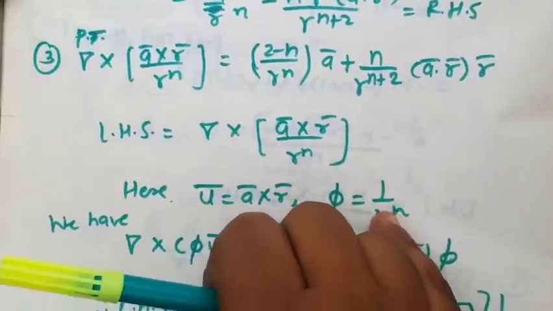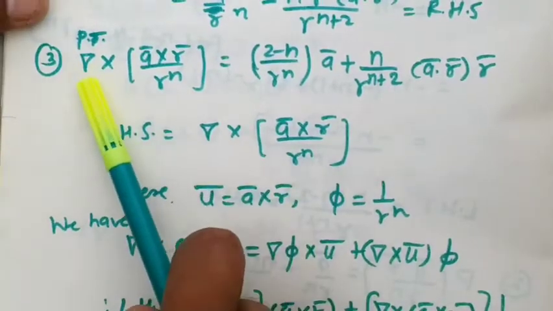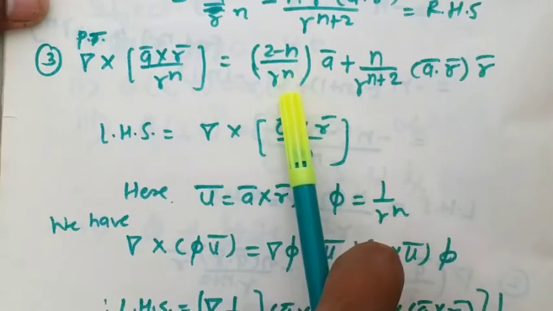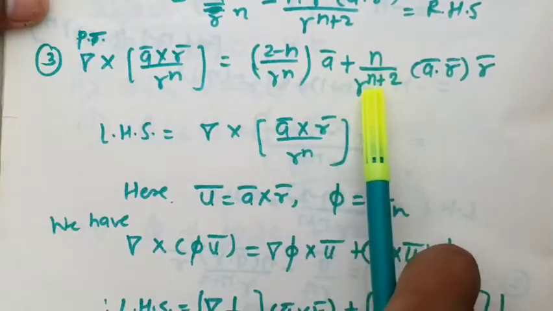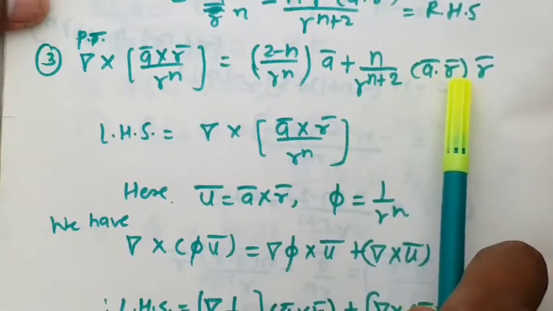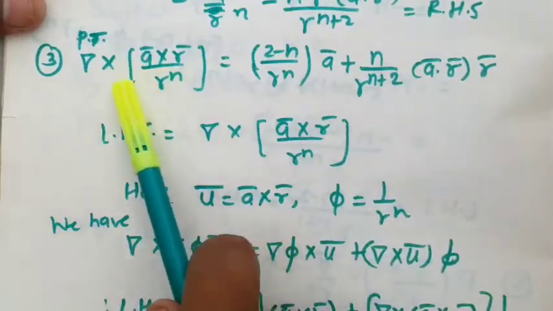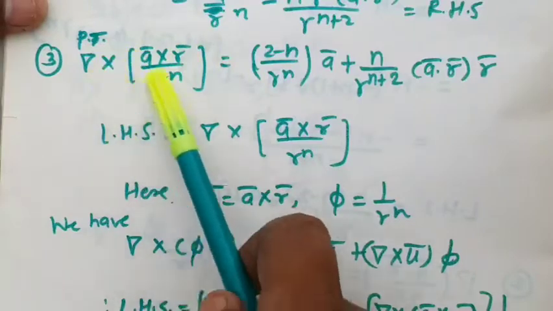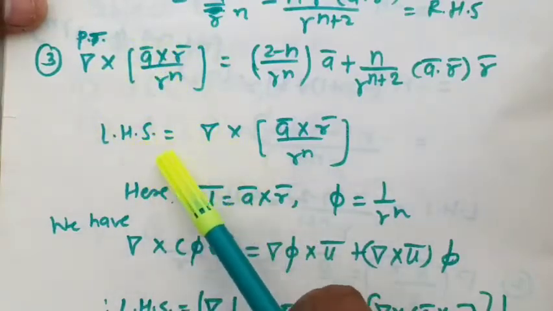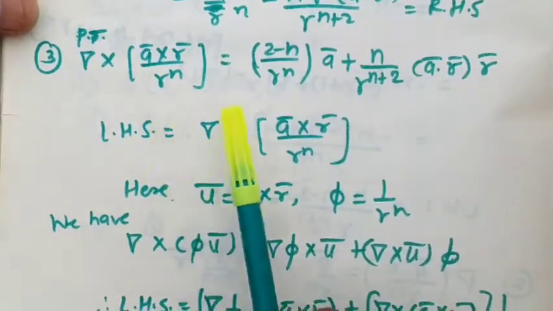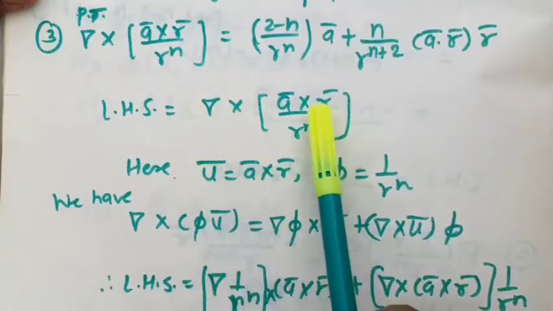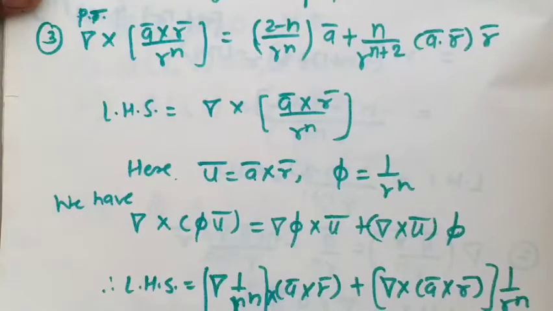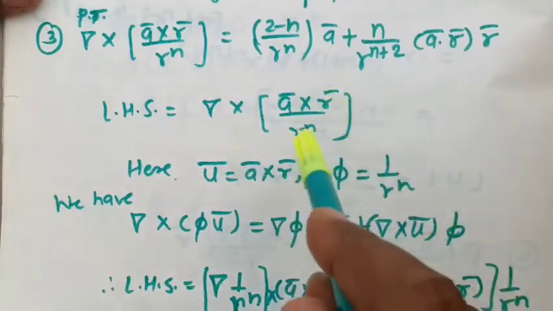Now the next one: prove that del cross (a bar cross r bar by r raised to n) equal to (2 minus n) divided by r raised to n into a bar plus n by r raised to n plus 2 into (a bar dot r bar) into r bar. Now only one del we have, so whichever side del is on, that side we consider first. Consider left hand side, and since only one del we have, directly we are going to apply it on this bracket. Whenever we are applying del on any bracket, we need to check what kind of quantities are inside the bracket.